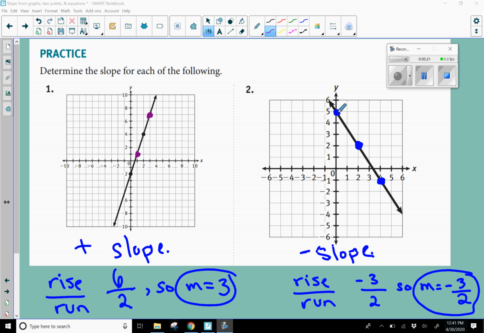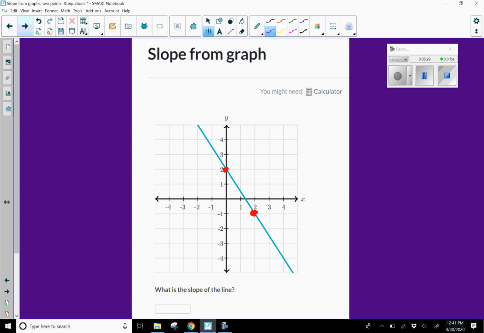We can test it right here. 1, 2, 3 over 2. So it works. Let's try a few more of these.